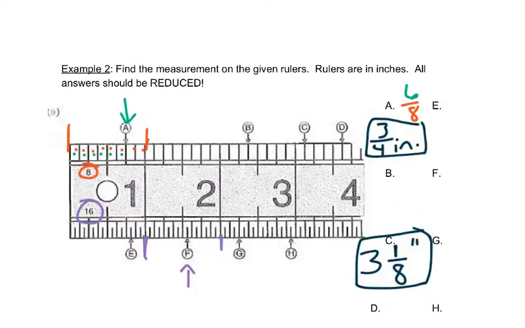So we know from that 16 on the bottom that the bottom of our fraction is going to be 16. Now F is after the 1, so we'll have 1. And then we need to count how many spaces after the 1 it is. 1, 2, 3, 4, 5, 6, 7, 8, 9 spaces. So we have 1 and 9/16 of an inch.